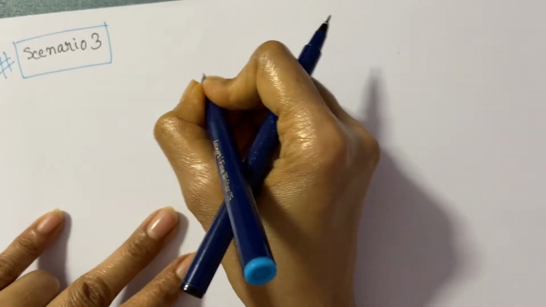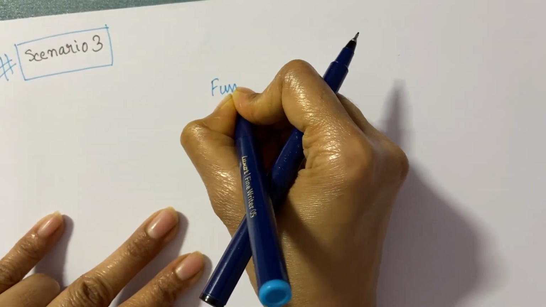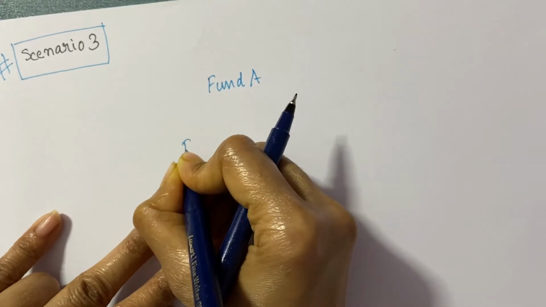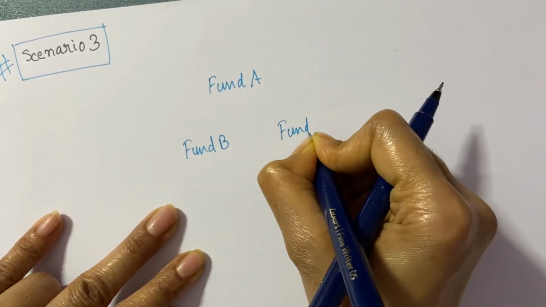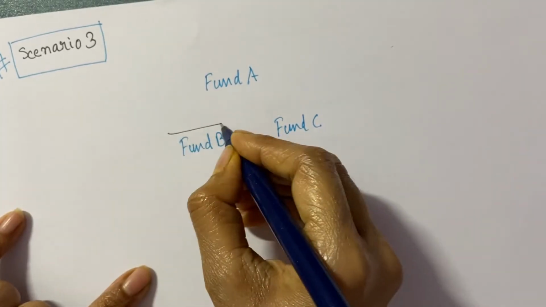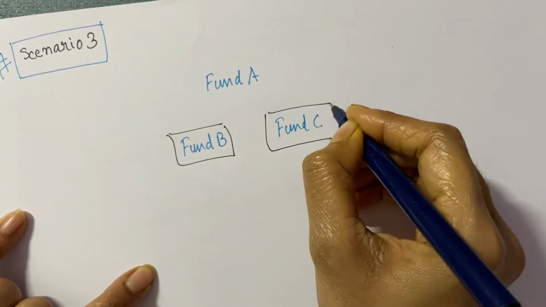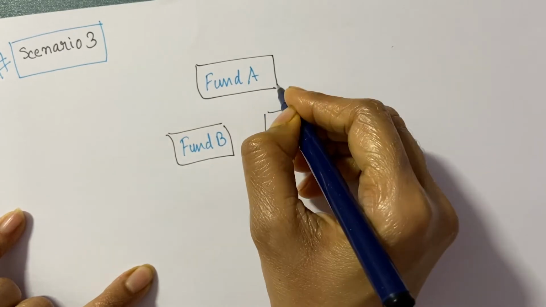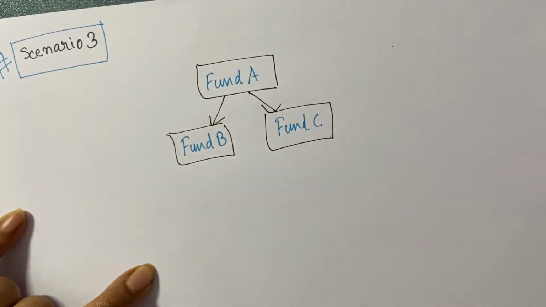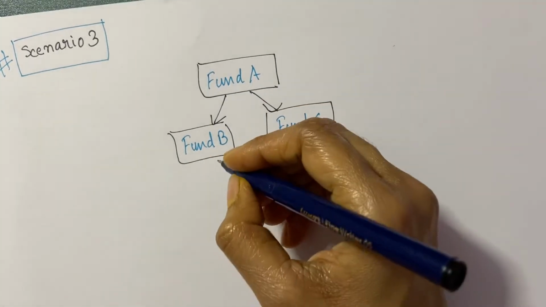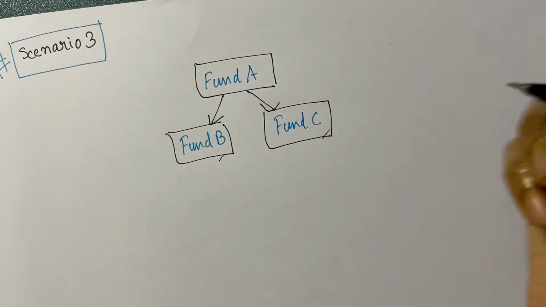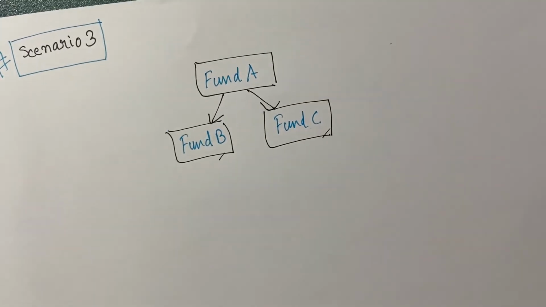Same example, fund A, fund B and fund C. So this fund is investing. Now let's come with an example. Let's think about it, and it so happens so many times that fund B or fund C is distributing. So what will happen then?